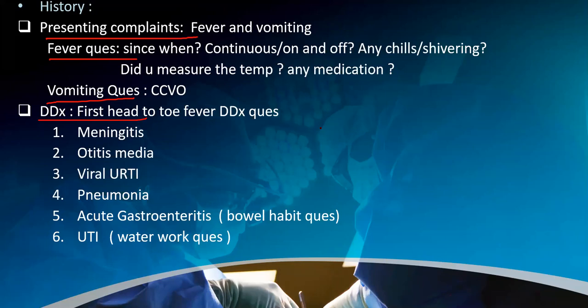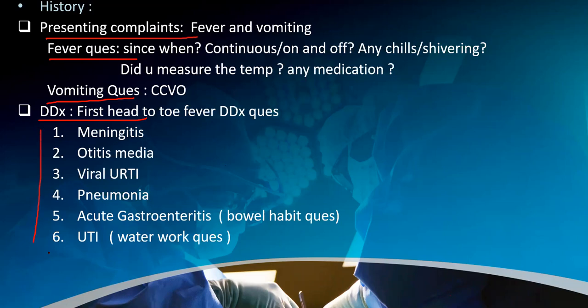Now in here, which question will come first? GIT causes or the non-GIT causes? In here, the non-GIT causes will come first because you have got fever and vomiting. So start with the infectious causes first. So what are the infectious causes of fever and vomiting? UTI, gastro, then you have pneumonia, otitis media, and also meningitis or septicemia, right? So these are your main DD.